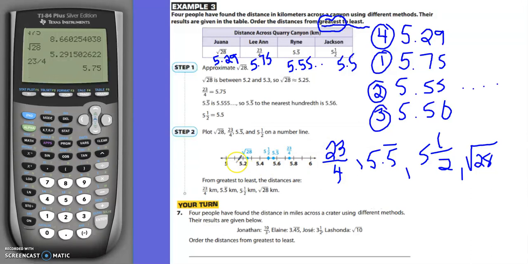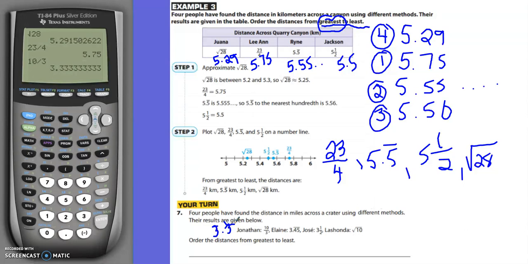Okay, and here it is graphed on a number line. Okay, the last one. 4 people have found the distances in miles across a crater using different methods. The results are given below. So if we do 10 thirds, I get 3 with a repeating 3.